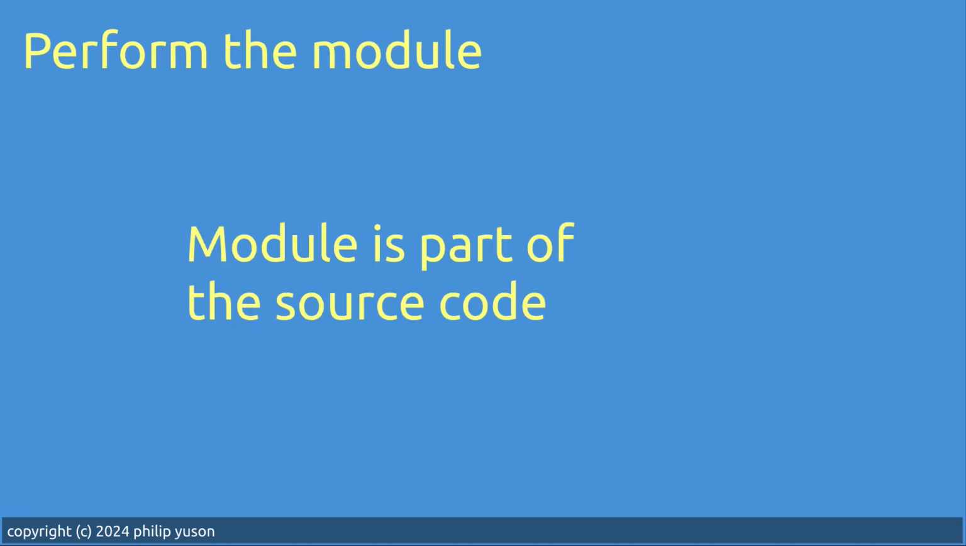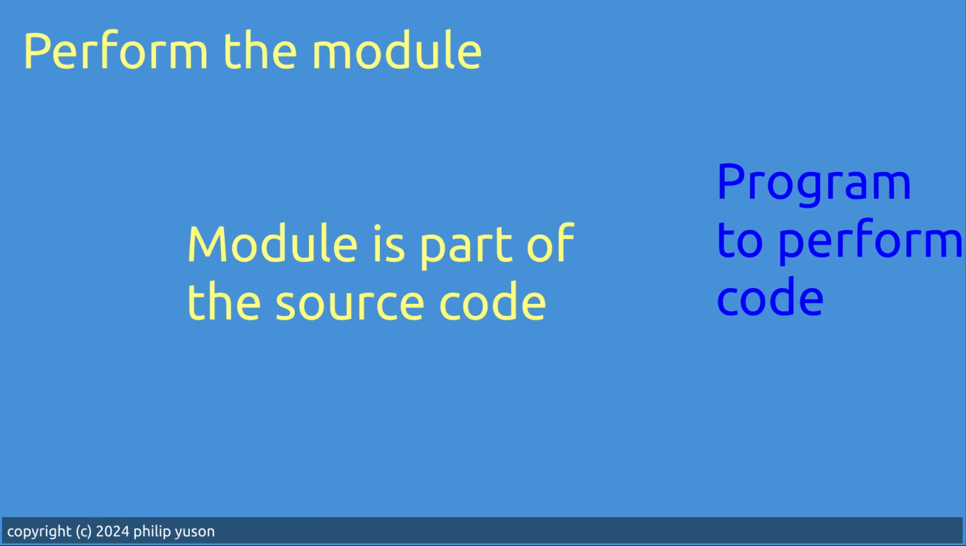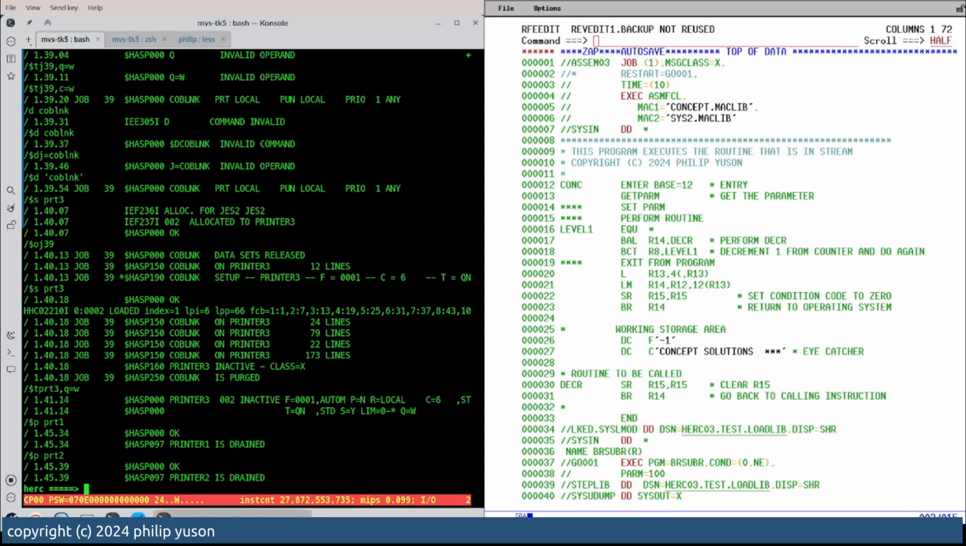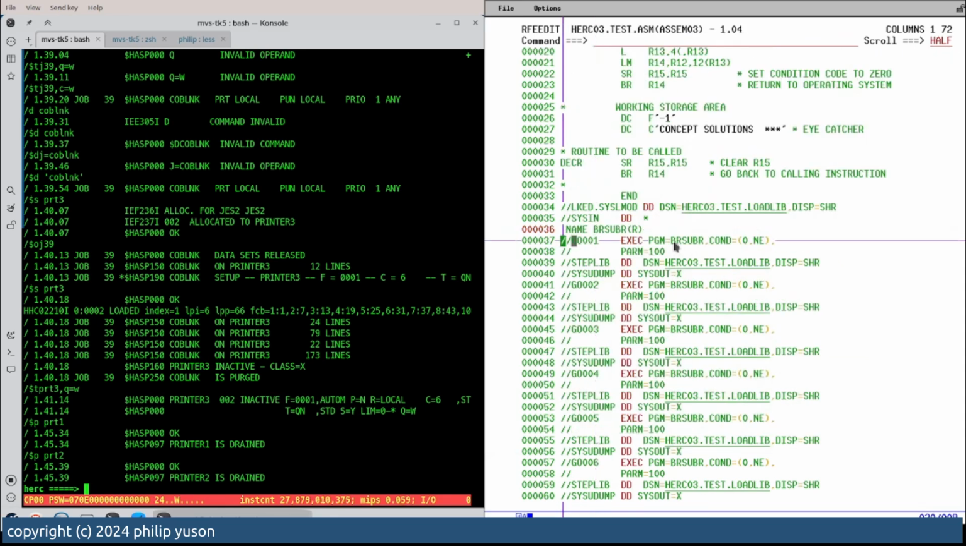The first thing that we're going to do is we're going to perform the module. What it means is that the module is part of the code and it is written within the source code. So now here's an example of the program that you perform in stream. You have here at the start, it does all housekeeping routines, get the parameters, and now it's going to call that DECR subroutine that's in stream, and then it goes back and then it decrements the count and then it executes it again.